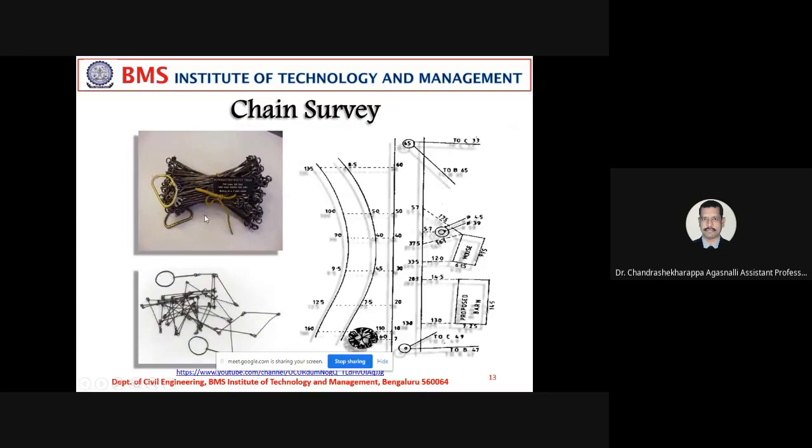Here you can see this. Start from here and end here. Start from here and end here. And these are the distances, and this is an angle, so you need the bearings here. For a straight line, you can easily do the survey. For curved lines, you need to take the bearings. And for completely straight lines, you can easily do the survey.